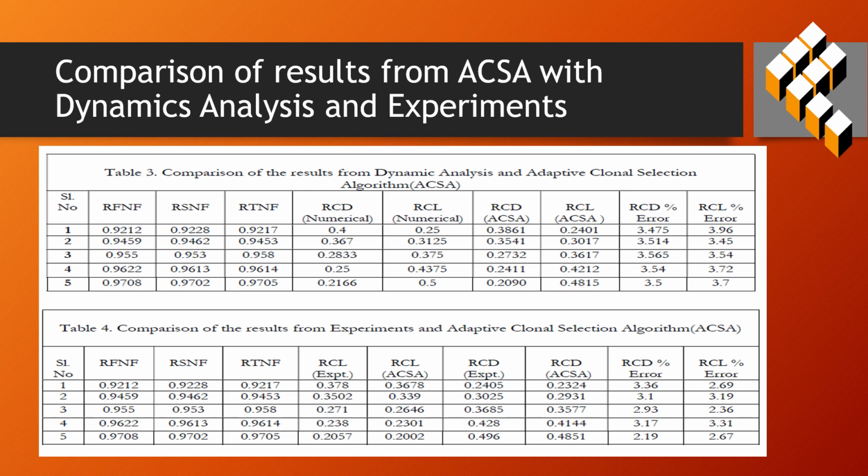The results are varying here for relative crack location, that is RCL, and RCD. So you can find the percentage of errors between which ones? ACSA and dynamic analysis, ACSA and experimental analysis.